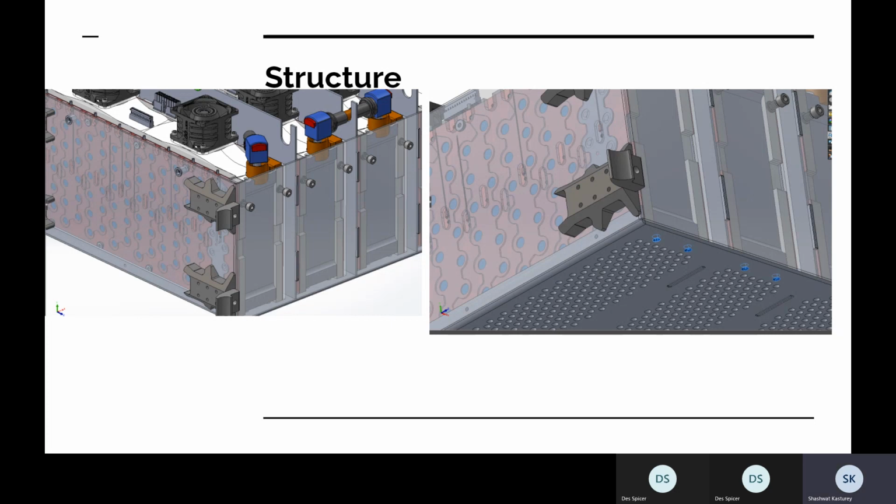The modules are just bolted in by 1/4-20 bolts. So there's 2 sets of 1/4-20s on each side of the battery pack. There's 2 sets on the underside that bolt up into the floor and then up into the module.